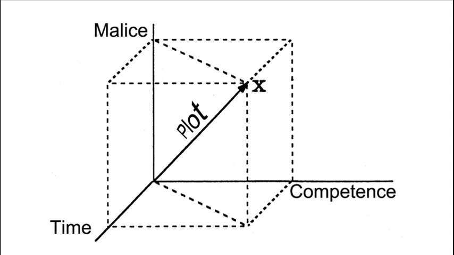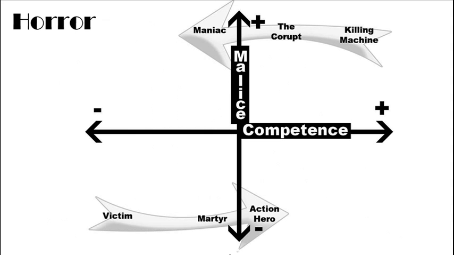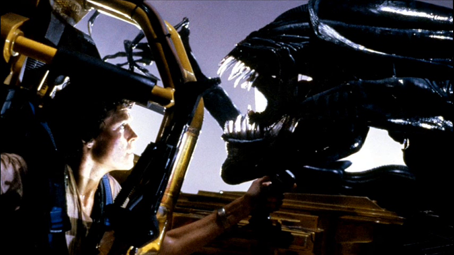Take, for example, your standard horror plot. The standard horror plot starts off with the villain being an unstoppable killing machine, greatly superior in malice and competence to the hero. The hero starts off in the victim category, but as the plot progresses, the heroes become more competent, moving up to the martyr status, until at the very end, your last hero standing actually has a superior competence to the villain and is able to defeat them.